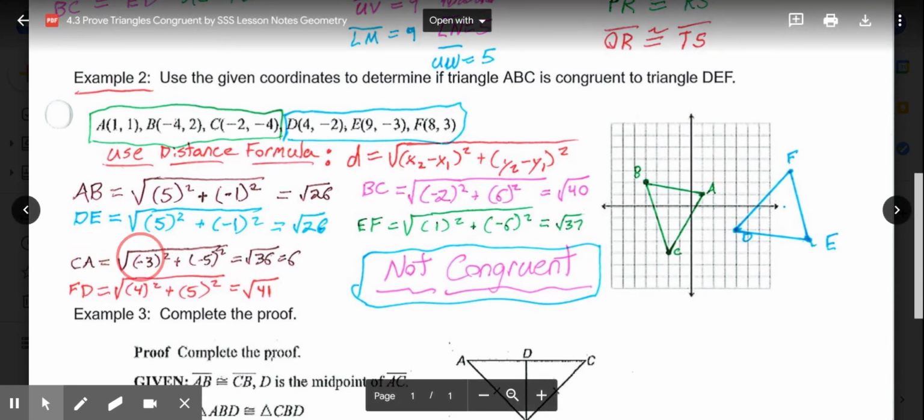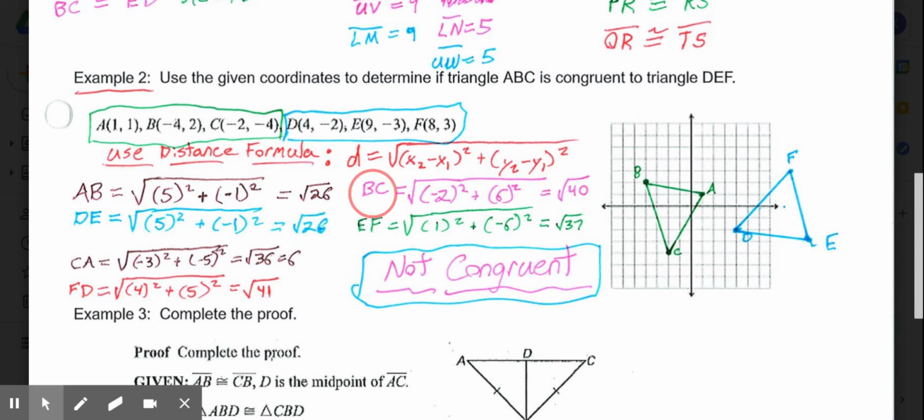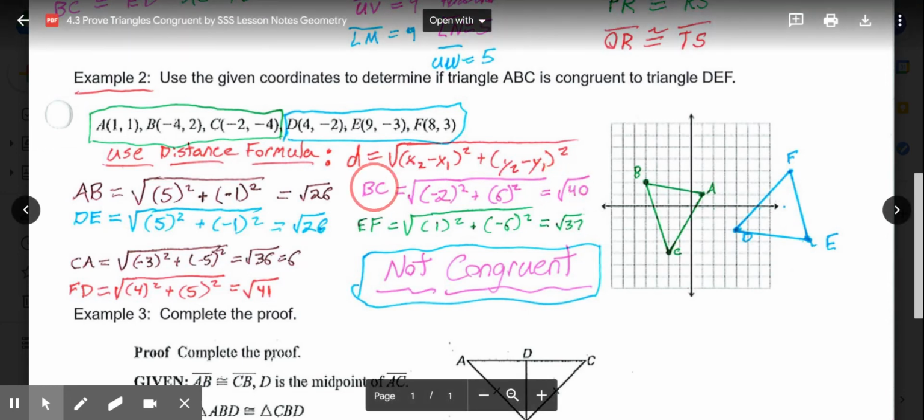So CA, you can see, is right here. Came out to the square root of 36, or 6. BC, our third side of that first triangle, came out to be the square root of 40. And again, you're using the coordinates from B and C for this one, coordinates from A and C for this one. Then we need to finish out the other triangle, so FD and EF.